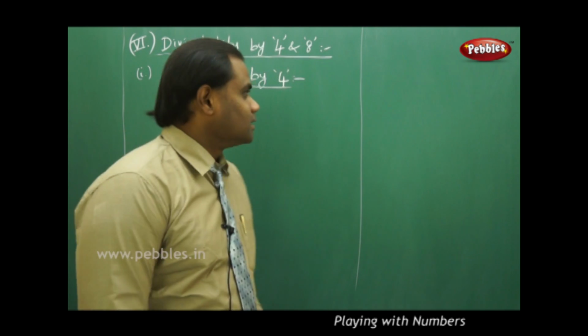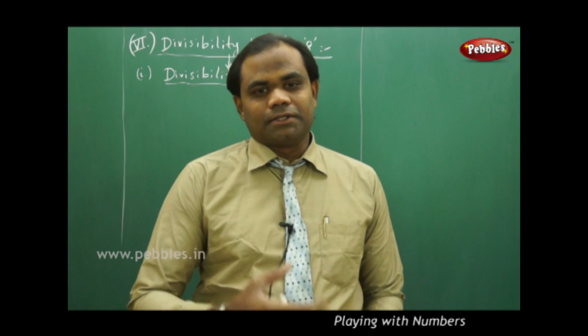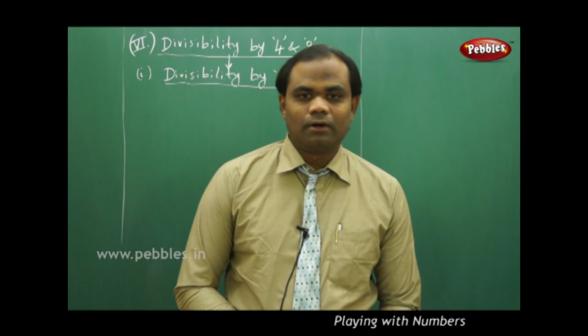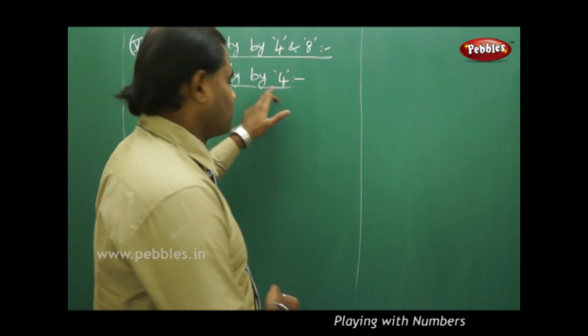Here in the shortcut method, the next case is the divisibility by 4 and 8. So let's see what the conditions are which apply for identifying a number to be divisible by 4 or divisible by 8. Initially I'm going to start with divisibility by 4.